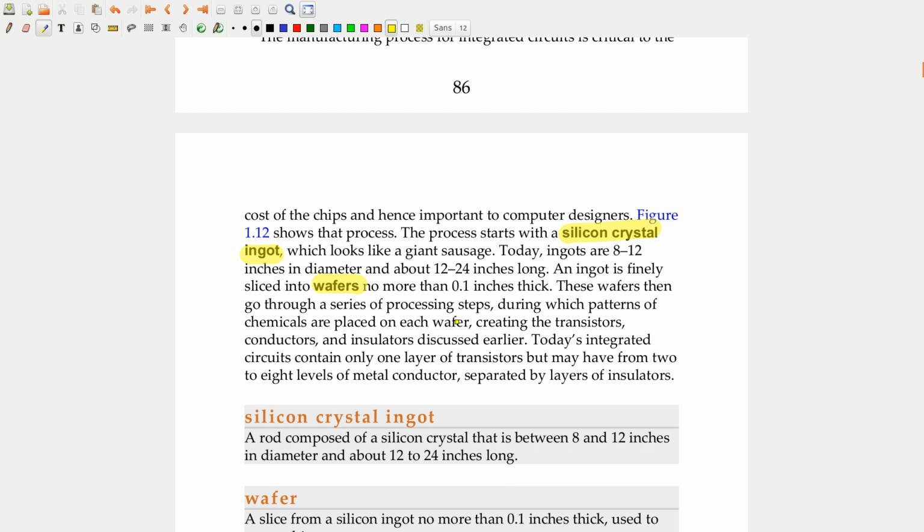So they go through different processing steps, and this is in a place normally called a fab. That's where they fabricate things, as it implies.